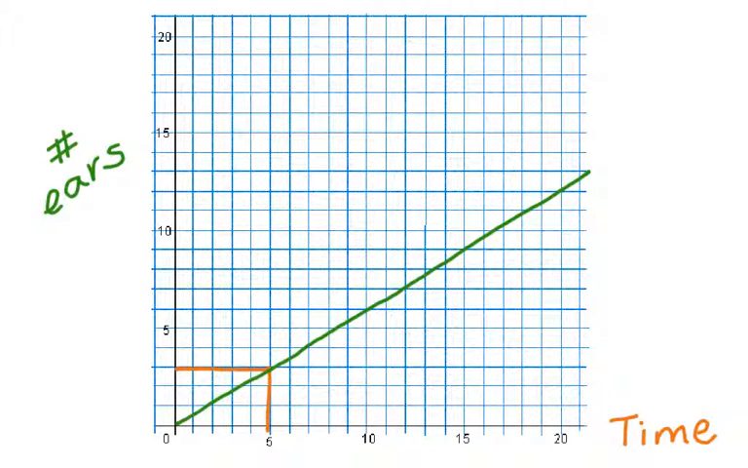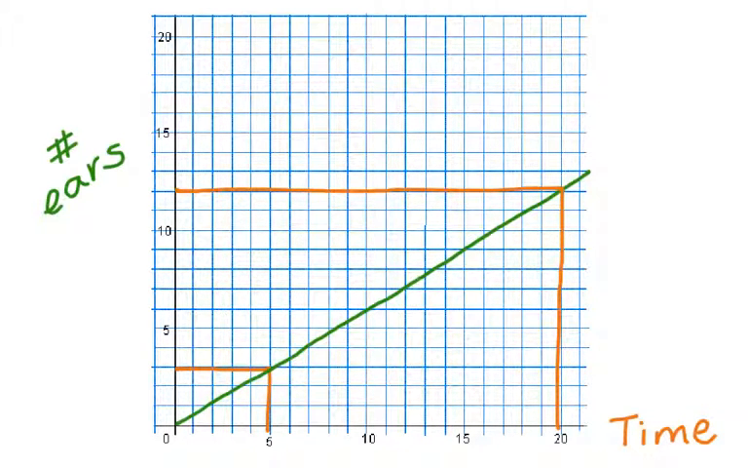So let's say we wanted to figure out how long it would take for her to peel 12 ears of corn. Let's go up to 12, which is right here, and we're going to follow 12 all the way across our graph to where it intersects with our line, which shows our rate. Then we go down, and you can see that for her to peel 12 ears of corn would take 20 minutes. How about 6 ears of corn?